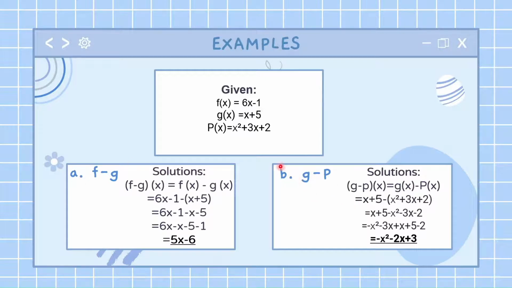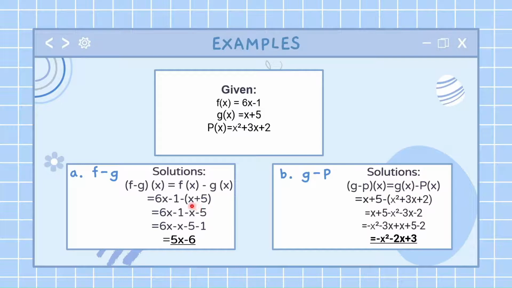Now let us move on to example B, g minus p. We have here the solution. (g minus p) of x is equal to g of x minus p of x. We need to substitute because that's what we are supposed to do. So g of x is equal to x plus 5 and p of x is equal to x squared plus 3x plus 2. Remember the parentheses. Always remember the parentheses. Very, very important that you put the second function in the parentheses or else you'll get the wrong answer. And after that, what are we gonna do?